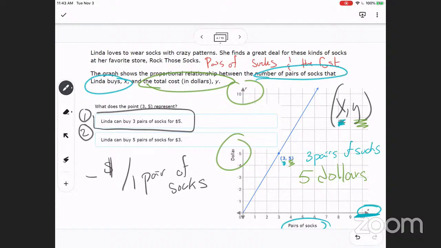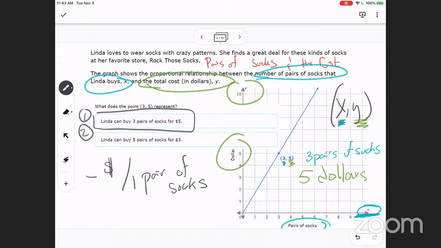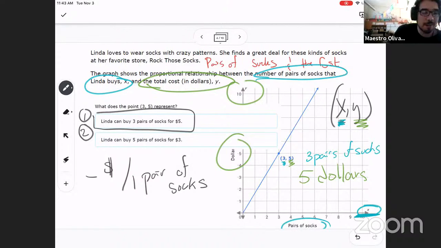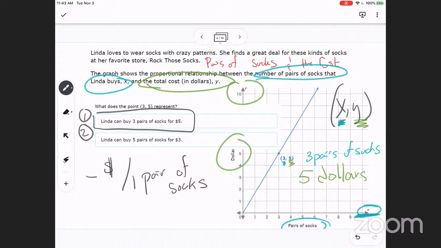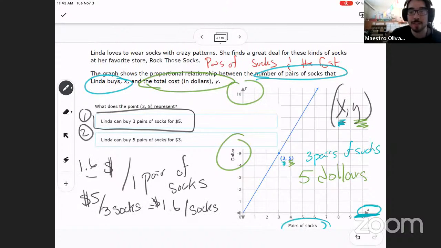$1.6. Okay, Kelvin, do you mind explaining how you got that? I guess you divide them, each pair. What are the 2 numbers you divide? Tell me. 5 and 3. Oh, okay. So you divided the $5 by 3 socks, and that gave you $1.6 per sock. $1.60. Yes. And I see, Emily, you also had that answer.